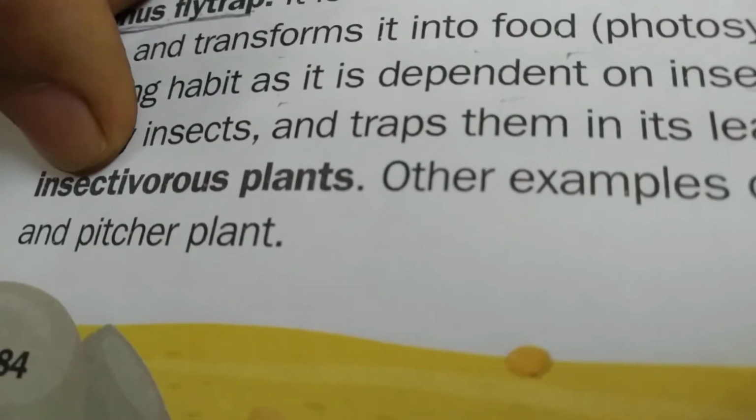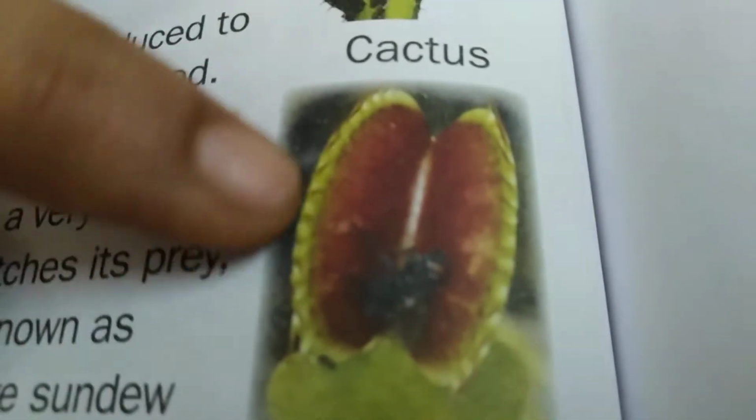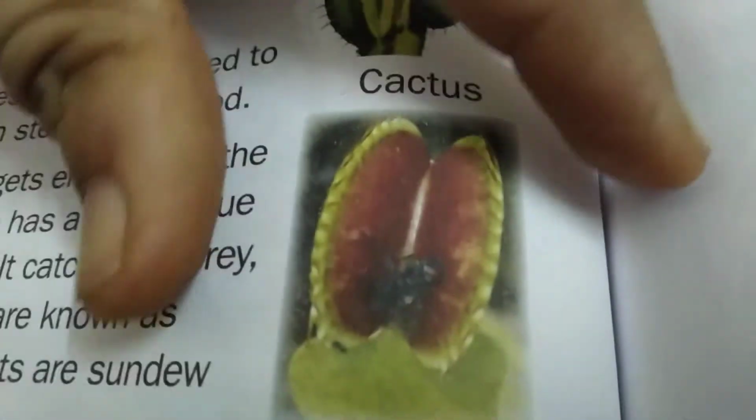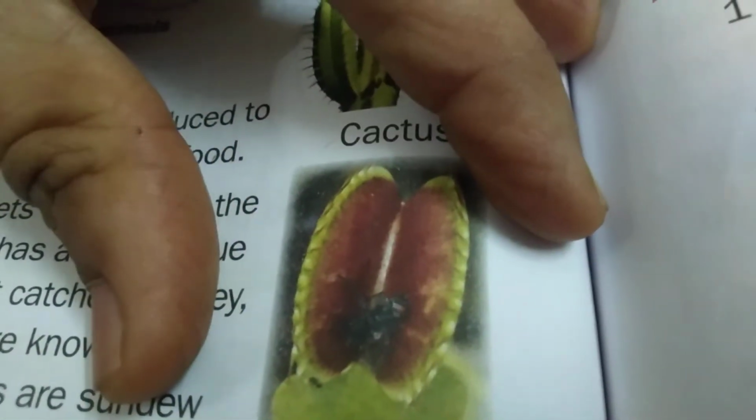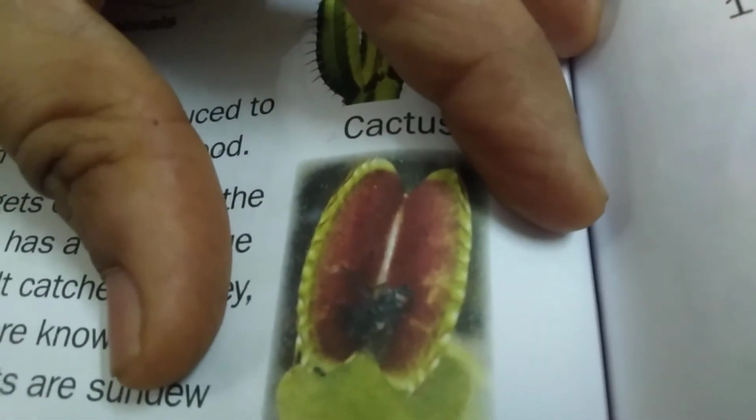What is the spelling of insectivorous plants, children? INSECT, insect. Remember like this. IVOROUS, insectivorous plants. Examples of insectivorous plants are sundew and pitcher plant. See, children, you are seeing the picture here, Venus flytrap. When the insect falls on it, it closes like this. That is nothing but trapping the insect. And after eating that, it opens its leaves again to eat another insect.